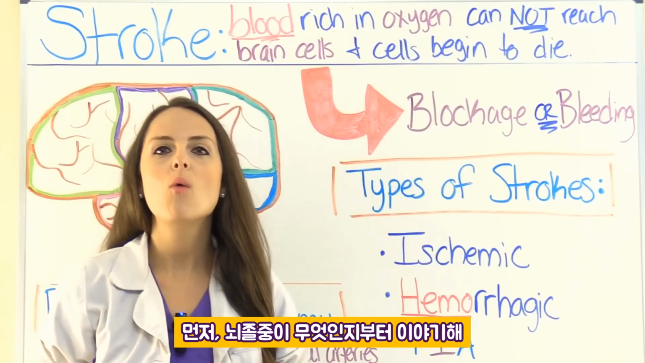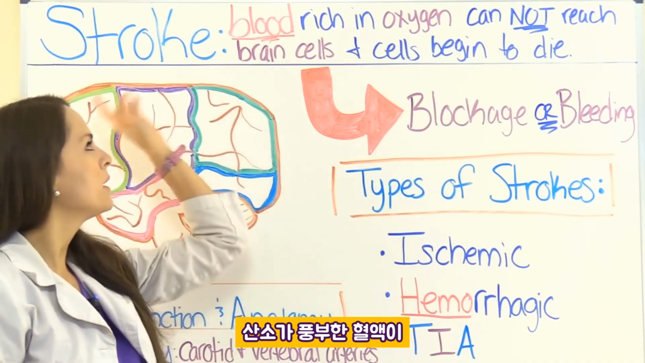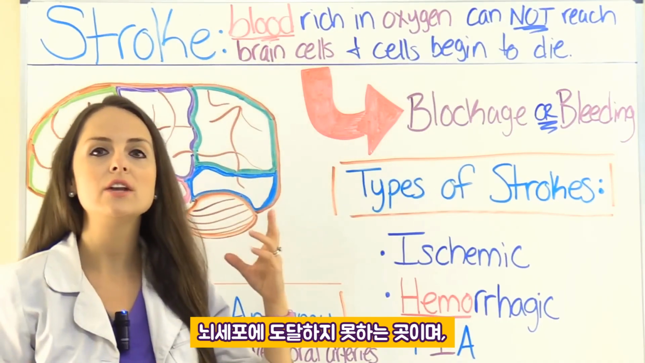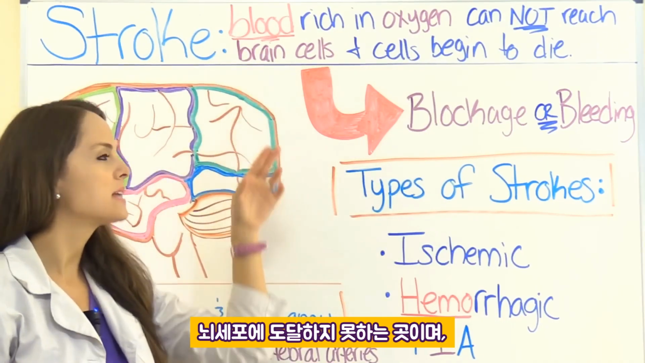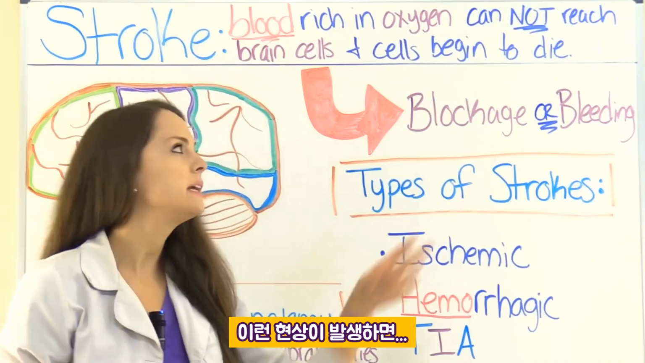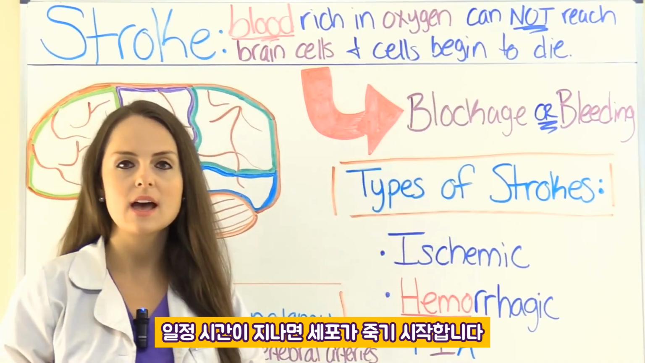First, let's start out talking about what is a stroke. It is where blood rich in oxygen cannot reach brain cells. And when this happens, cells begin to die after a certain amount of time.